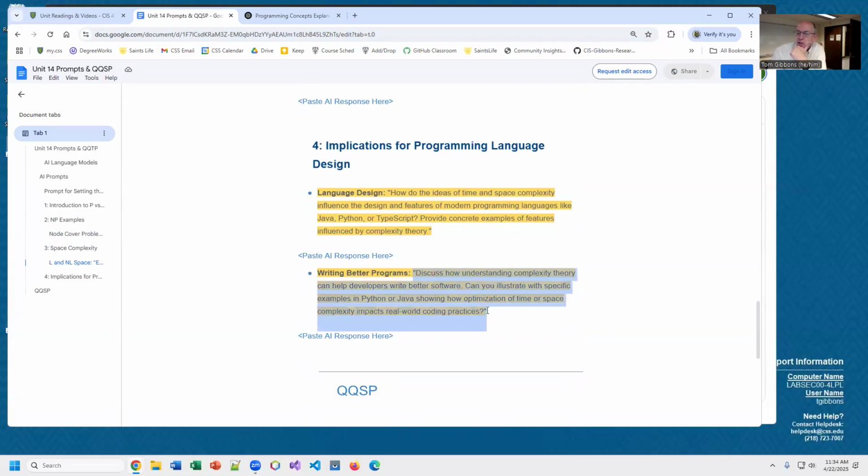And how could this help you write better programs? One of the ideas is that if a problem is NP complete, if you can reduce any problems to the problem you're going to solve, then you should be looking for a fast algorithm.